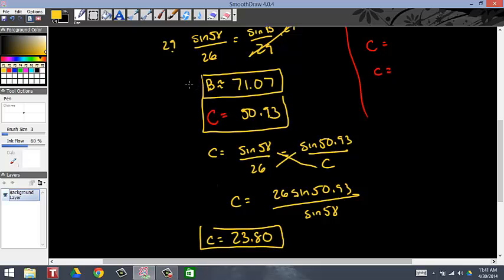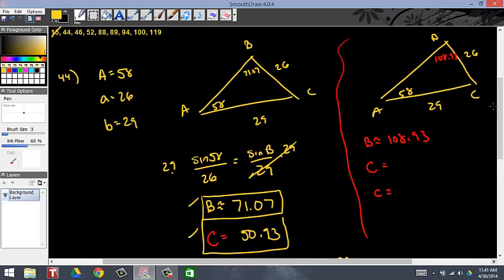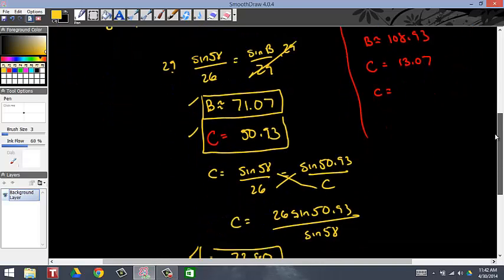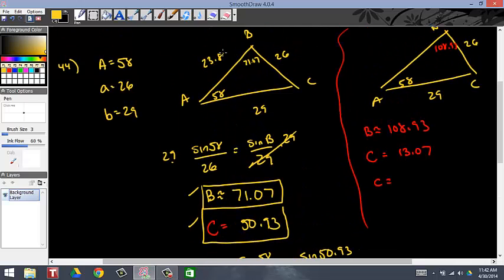So these three are your answers here: 1, 2, 3. Now we have to do it again on the right side. So 108.93 plus 58 minus 180, 13 degrees, 13.07. We got like 23 point something, right? For that triangle, 23.80. And this is 50.93.